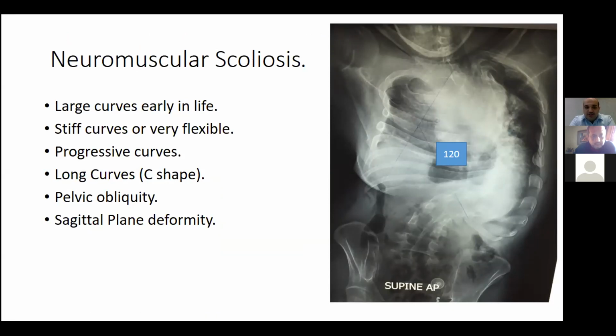It is usually large curves early in life, usually stiff and sometimes very flexible, with osteoporotic spine and bone. Usually progressive curves. It is a C shape. This is characteristic for the neuromuscular type. When you see a C-shaped deformity, think of something abnormal in the muscles or in the nerves. Usually these patients are poor, they have pelvic obliquity, they have sagittal plane deformity, they cannot sit, sometimes they cannot walk. So I think these are very bad deformities. I always like to refer them to Dr. Firas to deal with them.